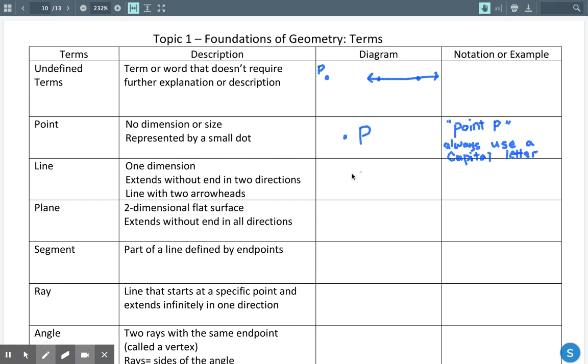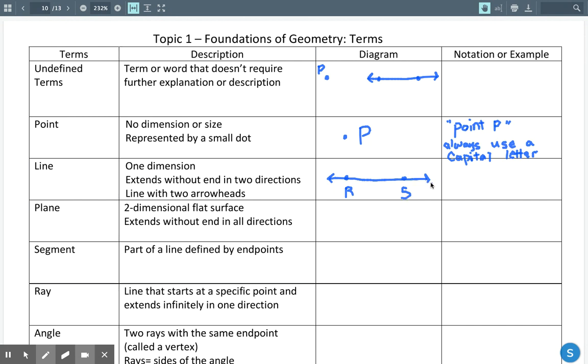So you need to have at least 2 points on a line. So I'm just going to label this point R, and this point S. Notice that both my points are capital letters. Okay, and then a line just connects the 2 points. And then it goes on forever in both directions. And that's really important. Even though I have this point R and this point S, it's still going on in both directions.